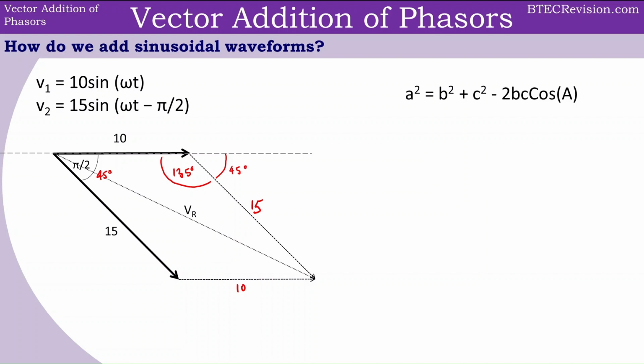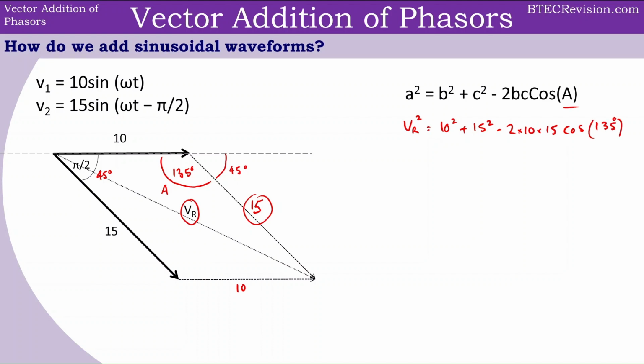The reason why we work this out is because this is our A value, which we need in order to work out our VR. Now, using this rule, we can plug in all the values. So VR is our A in this case. Our B, we can choose either one, but we'll stick with 10. So that's 10 squared plus C, and that's our C value here. So that's 15 squared minus 2BC, so that's 2 times 10 times 15, and then cos A, 135 degrees.